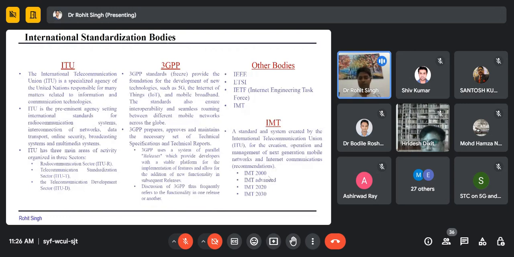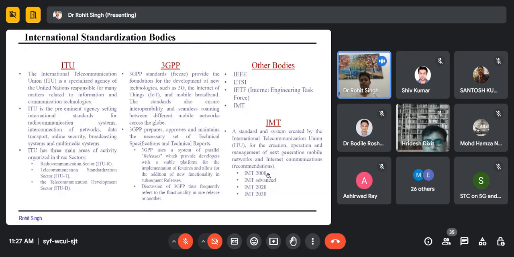Any doubt or query so far? Okay. If not, I think we can go ahead.